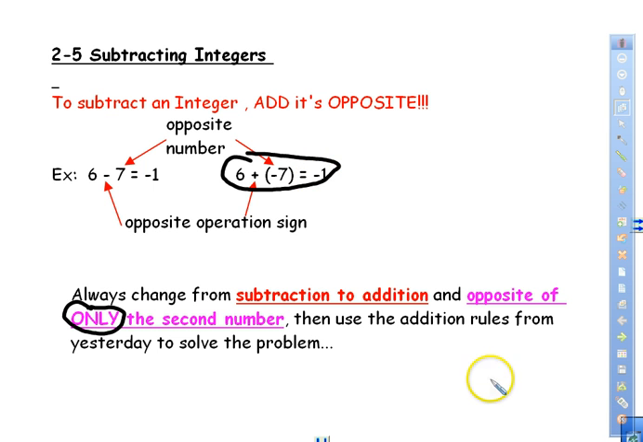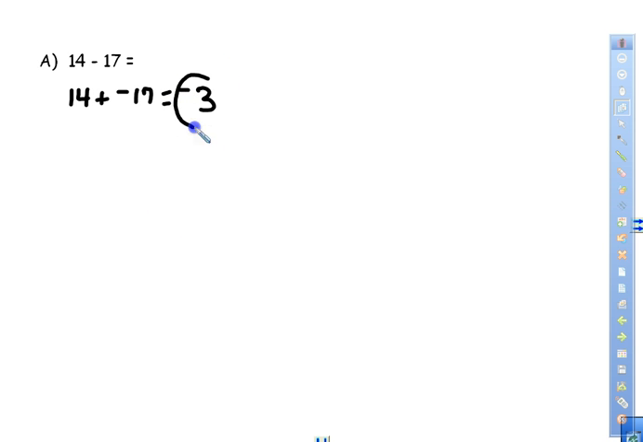Okay? So what I want you to do, again, make sure this is written down, and then we're going to try a few problems. So let's look at this one. Go ahead and hit pause and solve this. All right. 14, change it to addition, opposite of the second number, which is now -17, and we use our rules. Unlike signs, which are going to cause us to subtract, which is 3, and then 17 is larger than 14, therefore it is a -3. That is my answer. Okay?